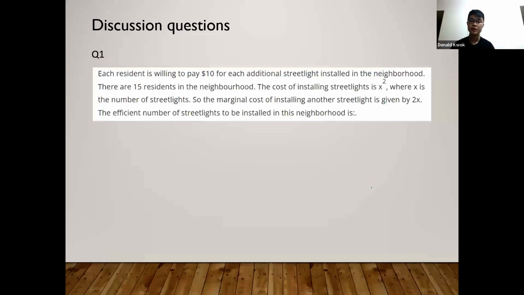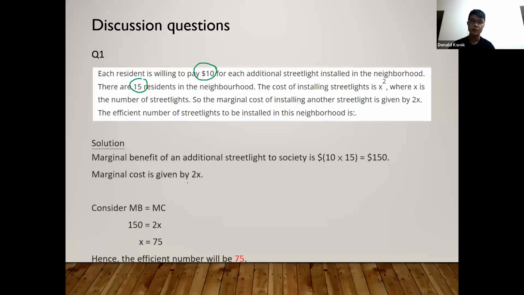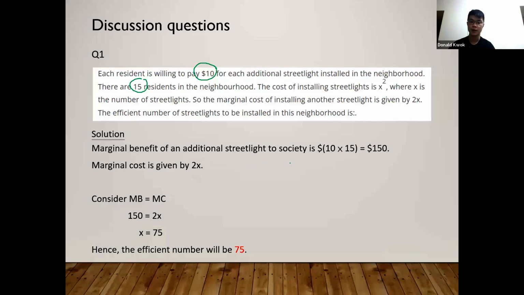Okay, so to find the efficient number of street lights, we'll apply the MB equals MC rule. What is the marginal benefit of installing a street light? Since there are 15 residents, and each of them is willing to pay $10 for each additional street light, the marginal social benefit of an additional street light would be 10 times 15, which is 150. While the marginal cost of building a street light, nothing special, is 2x, directly given in the question.